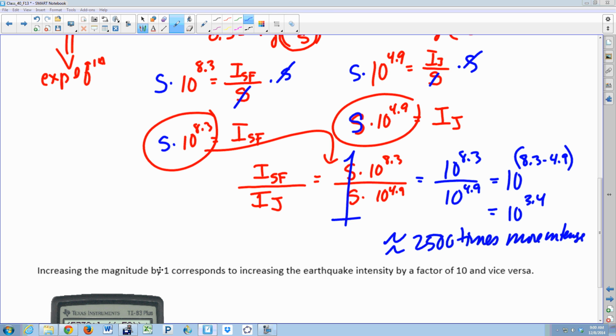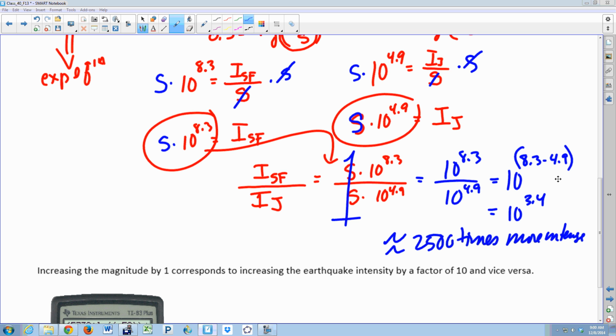Increasing the magnitude by 1, say from a Richter scale value of 6 to 7 or 8 to 9, corresponds to increasing the earthquake intensity by a factor of 10. So every time you see a change of 1 in the Richter scale value, that means that the intensity is increasing by a factor of 10, and that makes sense since our common log has a base 10.